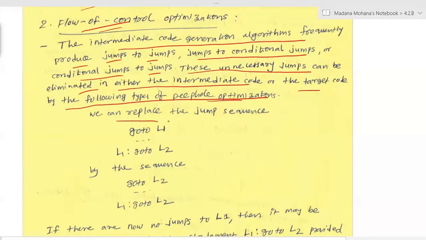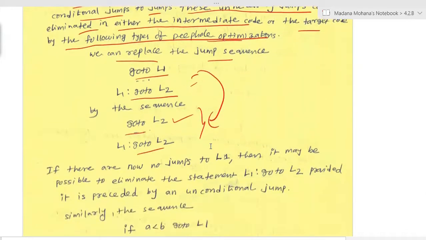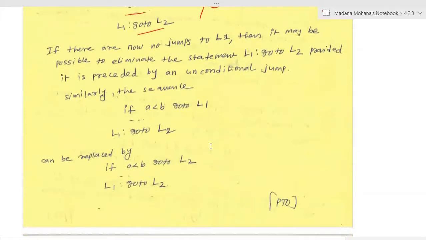First, you can see we can replace the jump sequence, go to of L1, then L1 equal to L1, go to of L2 by directly go to of L2, then L1, what it contains, go to of L2 inside another label. So this can be replaced with this one, the jump sequence. So now, if there are no jumps to L1, then it may be possible to eliminate the statement L1, go to L2, provided it is preceded by an unconditional jump.